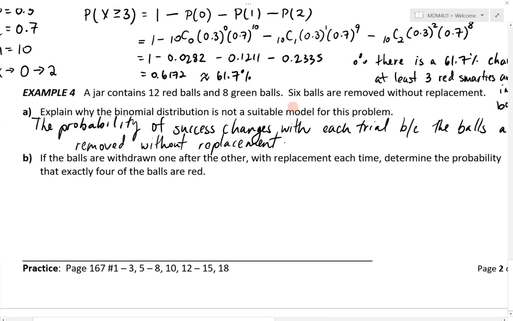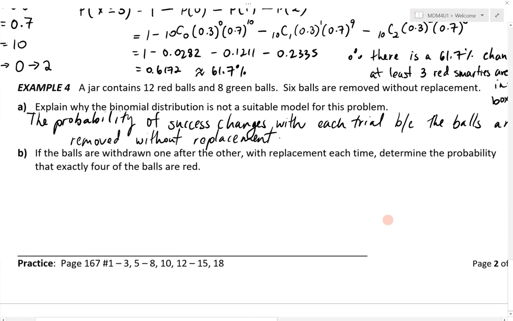Okay, if the balls are withdrawn one after the other with replacement each time, can we now determine the probability that exactly 4 balls are red? Yes, we can. So let's look at calculating that probability. If the balls are drawn one after the other with replacement, so now we're replacing them, it keeps the probability values the same.